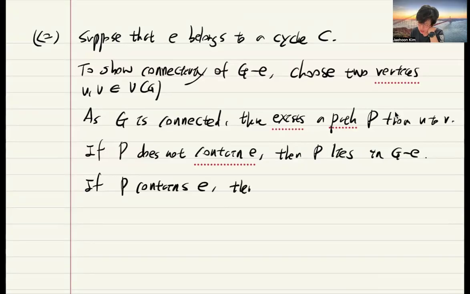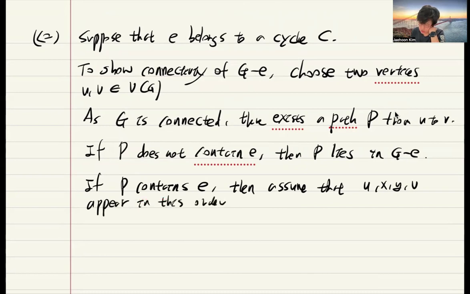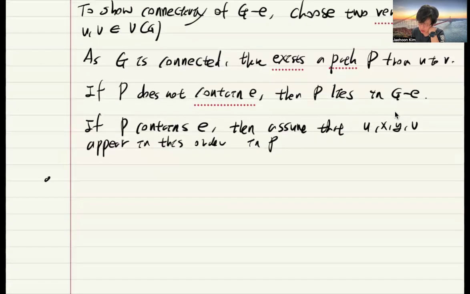And if P contains E, then we assume that U, X, Y, V appear in this order in P. Say you have a P, U to V. There could be X here, there could be Y here. Possibly Y and V could coincide and U and X could coincide.